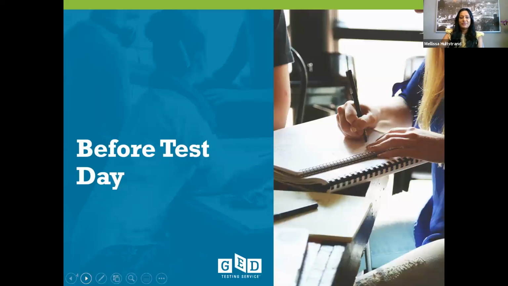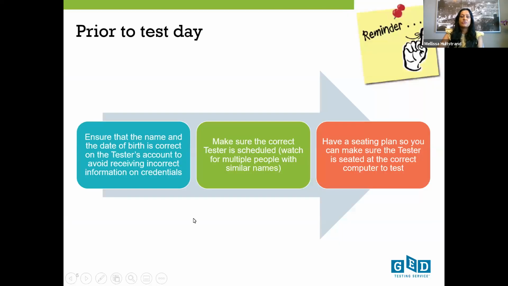So let's get started. Before test day, it's really important that whoever is creating accounts on the tester's behalf ensures that the name, the date of birth, and the social security number they enter are correct. And we suggest that you carefully enter that information, that you double check and triple check to make sure that the information you've entered is accurate. We want to avoid testers receiving credentials with incorrect information on it.